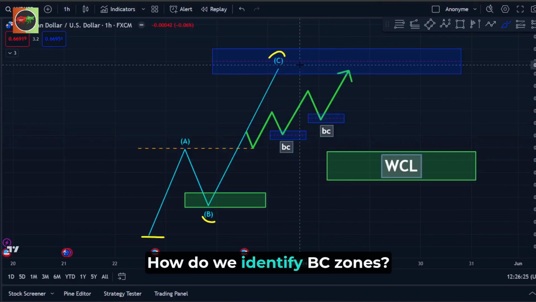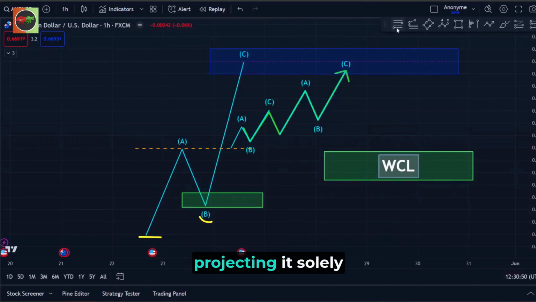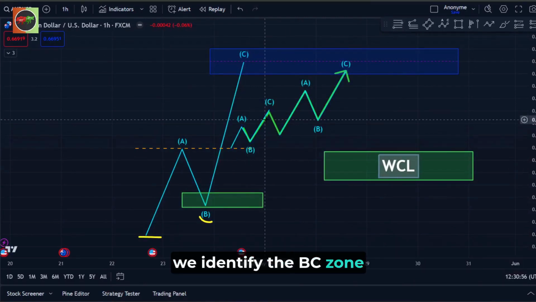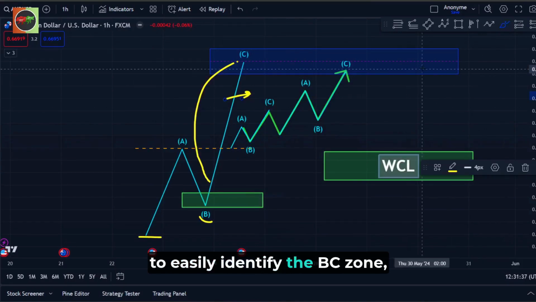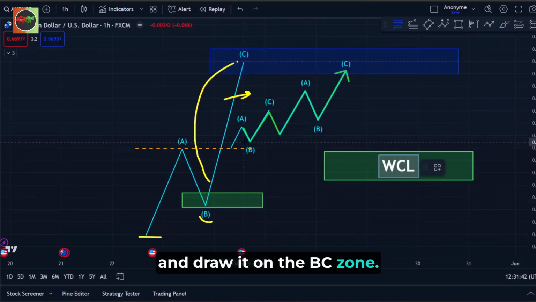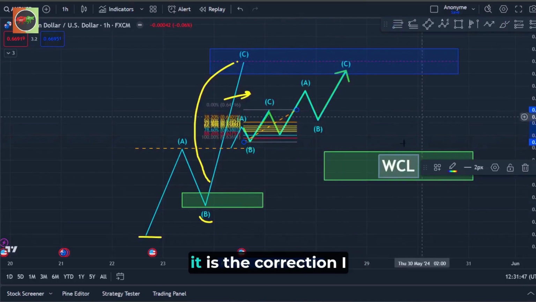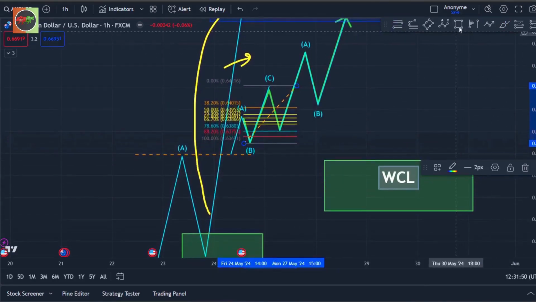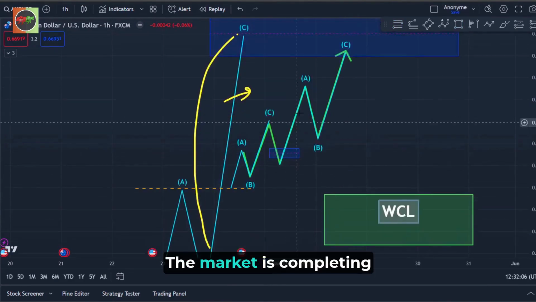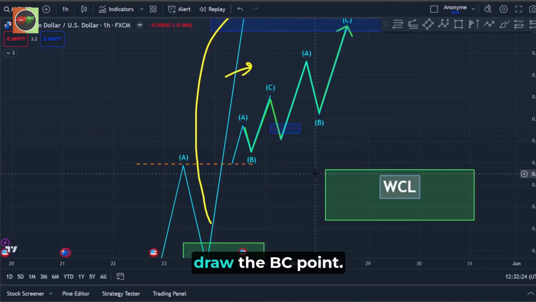How do we identify BC zones? In short, BC zones are drawn by taking the Fibonacci extension and projecting it solely onto point BC. Here, we identify the BC zone retracements. Now, to easily identify the BC zone, I take a Fibonacci retracement and draw it on the BC zone. This is my golden zone. It is the correction I can enter through. The market is completing a new wave, 0 ABC. This is simply how to draw the BC point.